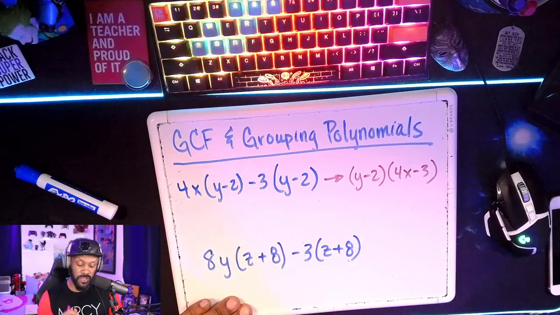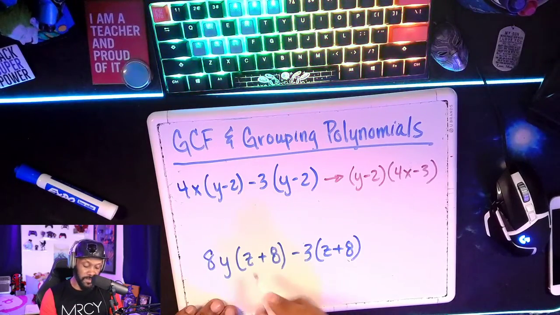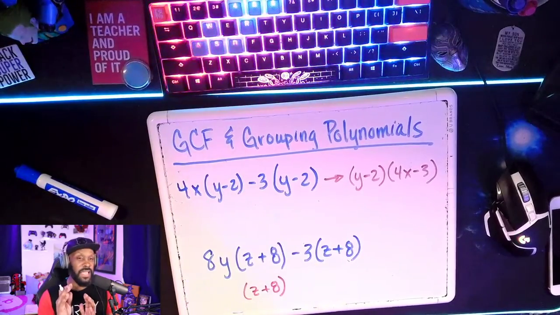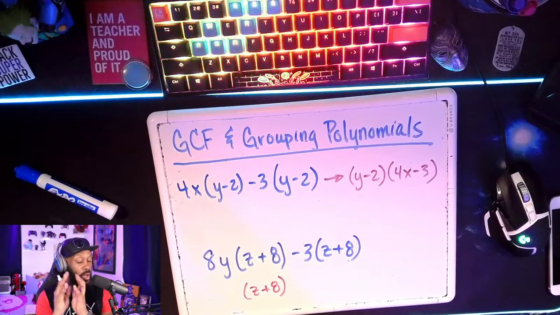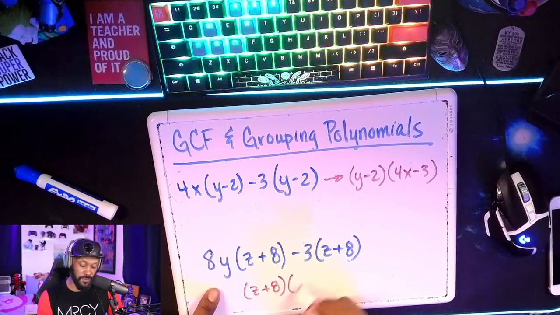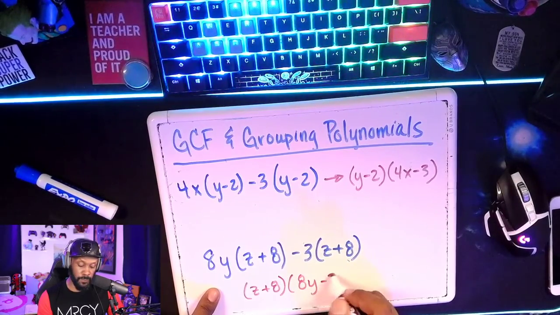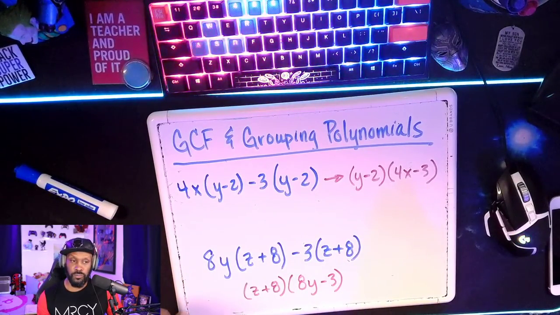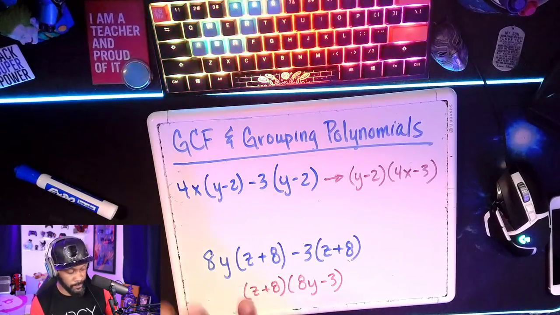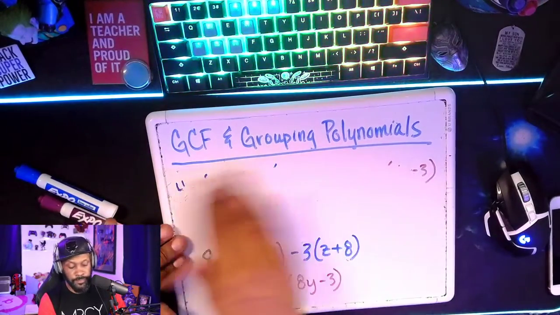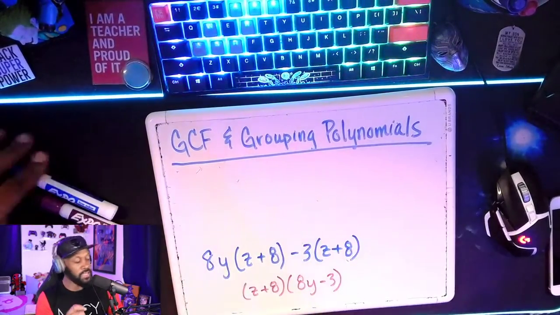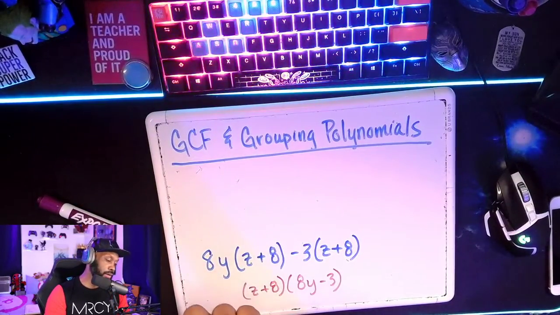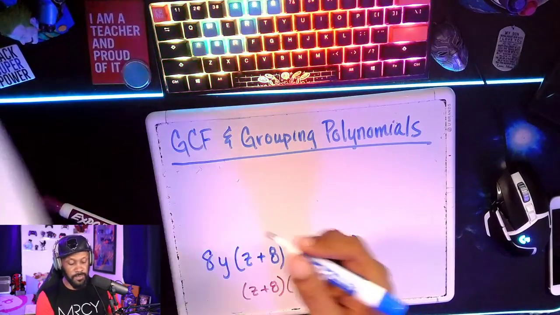If I asked you what the GCF was of this, you should be able to tell me z plus 8, because remember, z plus 8, even though we don't know what z is, it is one value. And what's left? 8y minus 3. Okay. Almost there. Now, as far as the grouping exercise is concerned, I could give you something that looks like this.